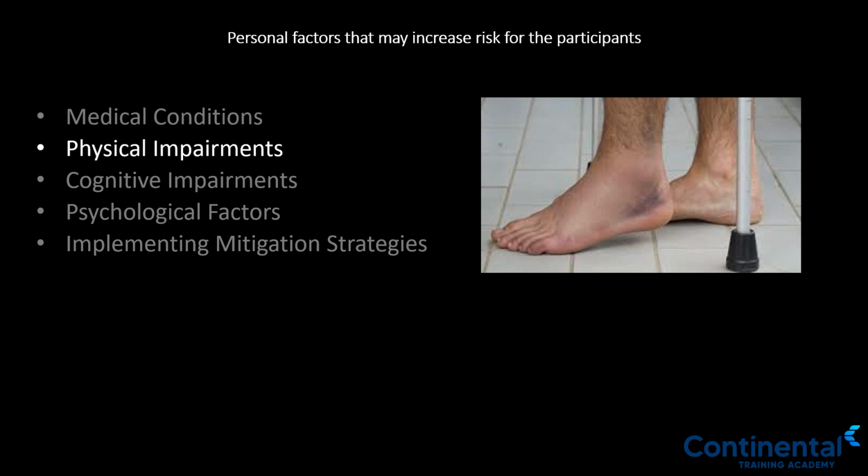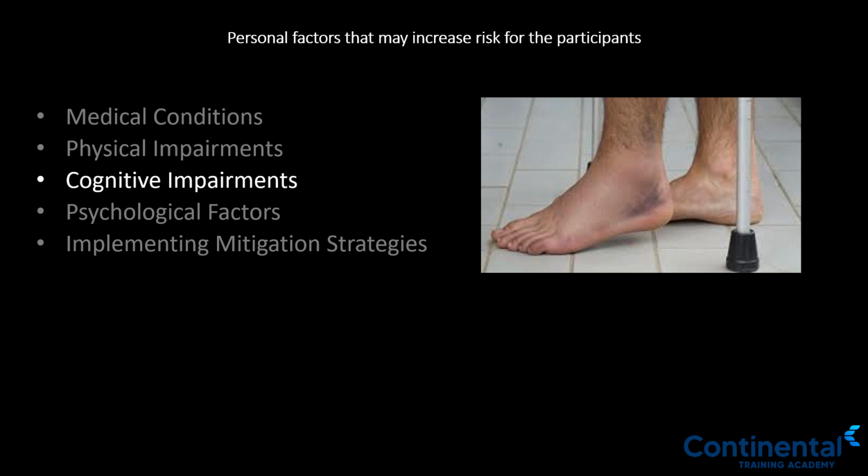Physical impairments, including mobility issues, visual or hearing impairments, or previous injuries, can limit a participant's ability to perform certain physical intervention techniques safely. You might need to adapt training methods or use assistive devices and alternative techniques that accommodate these impairments. Ensure the training environment is accessible to all participants. But remember, any accommodations in techniques must be approved.